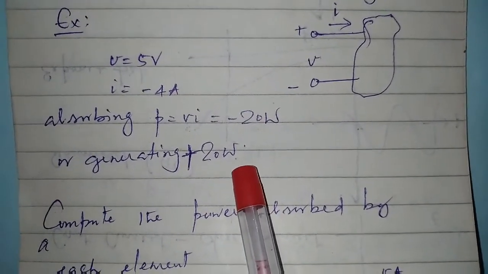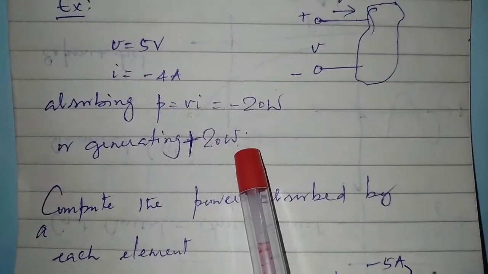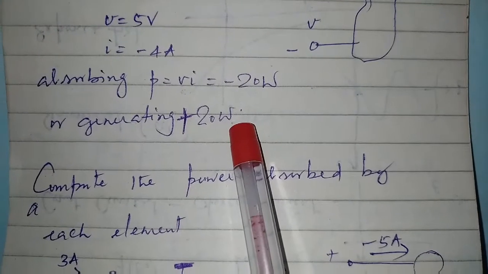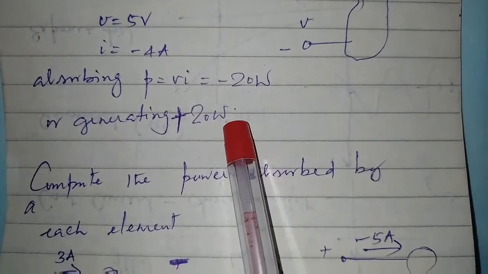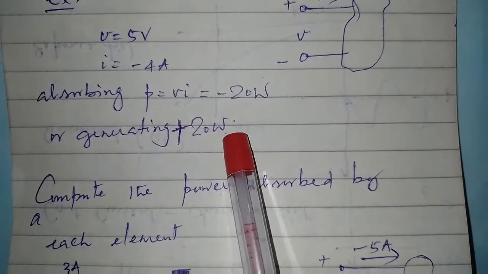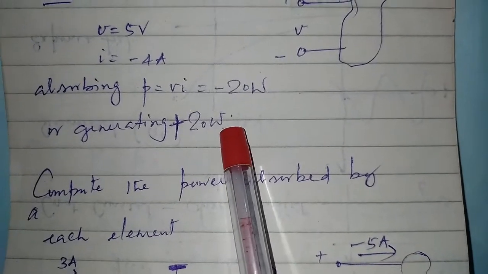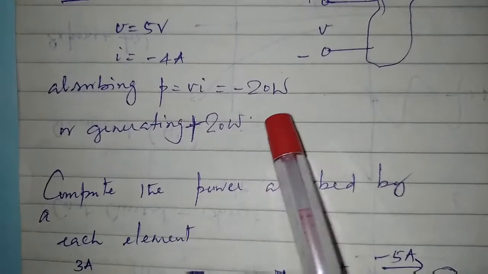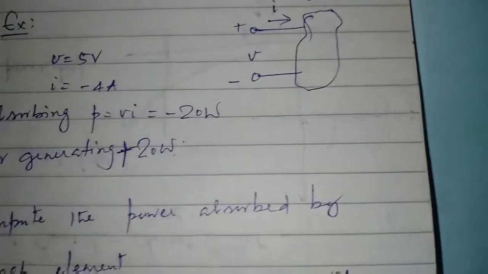Clear? So if you change the sign of the value of the power, you will get either value. Generating, if you change the sign, will become absorbing. Absorbing, if you change the sign, will become generating. Now, let us take up some simple problems regarding power.